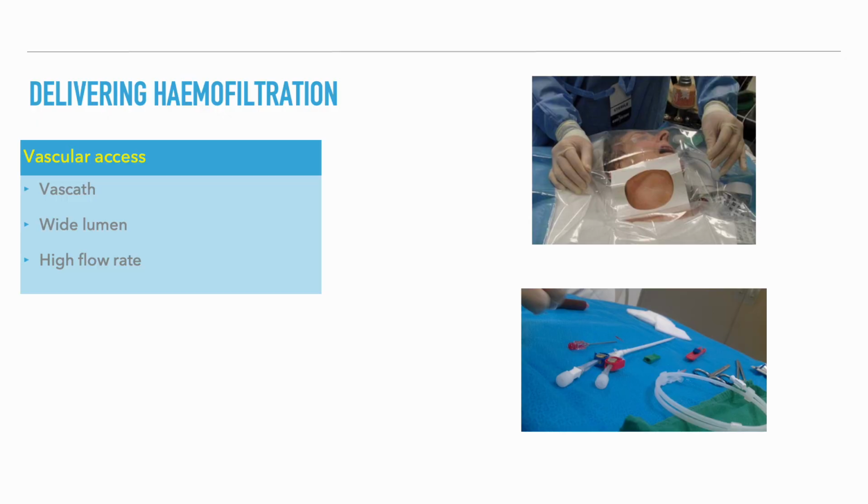Firstly, for this, you will need a vascath. This is a central line, but it has wider lumens. You need a really good blood flow for hemofiltration, so bigger is better. It is inserted in the same process as a central line, and we use the same common sites for it.